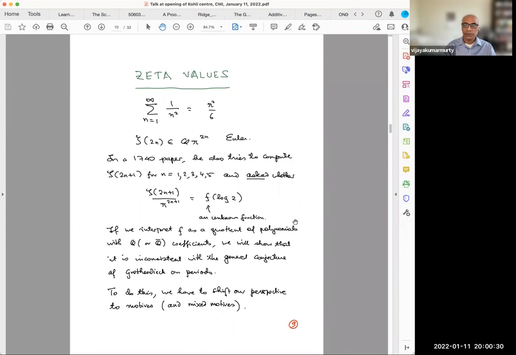So as I said, we're going to show you that they construct a motive, a mixed motive in fact, that has these three numbers, and in fact a fourth number also, as periods, and whose Mumford-Tate group is large. And Grothendieck's period conjecture would therefore imply that those numbers are all algebraically independent. Okay, so now to do this, I'm going to have to shift our perspective a little bit to motives and mixed motives.